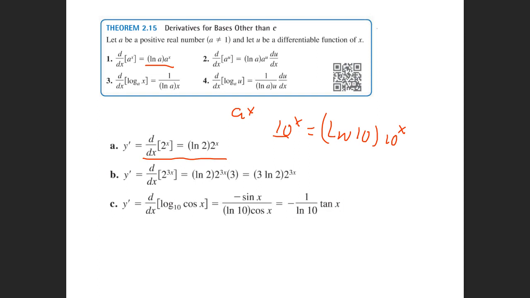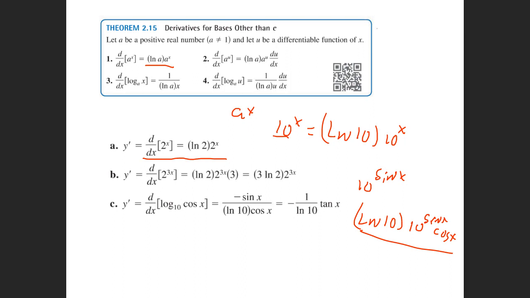If you have a to the u, that means it's something other than x. So if I had 10 to the sine of x, that's my u value, then it's the same thing. It's just going to be the natural log of 10 times a to the u, 10 to the sine of x, times the derivative of u, which would be cosine of x.